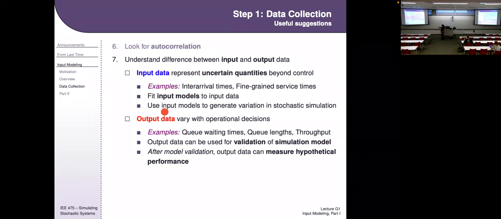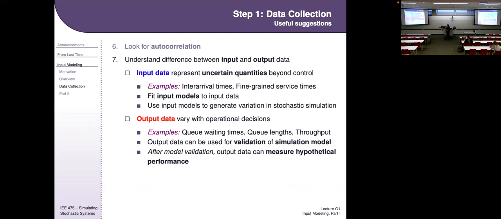You are going to take output data on the real world systems, things like waiting times, queue length, throughput. These are all things you will take on the real world system, but you are not going to fit a model to these. You're going to run your simulation model and compare its waiting times to the real waiting times. That's how we validate the simulation model. After we validate it, you can use the simulation's waiting times, queue lengths, et cetera, to measure hypothetical performance after you make changes in that sim.